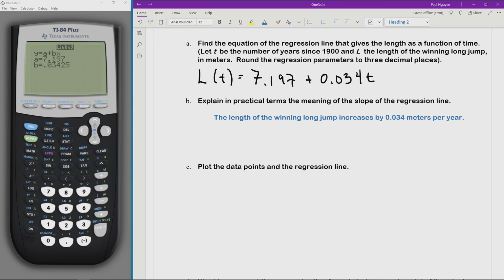Let's plot these data points and the regression line. We've already plotted the data points, so let's just add that line of regression. We go to y equals, and we input the line. It's going to be 7.197 plus the slope 0.034 times our variable. In this case, we hit the variable button. It'll put an x even though our variable is t. And we go back to graph. It's already zoomed to our data, so we don't hit zoom. We just go to the graph. And you'll see this line fits the data pretty well. Again, doesn't hit every data point exactly, but it's pretty close.